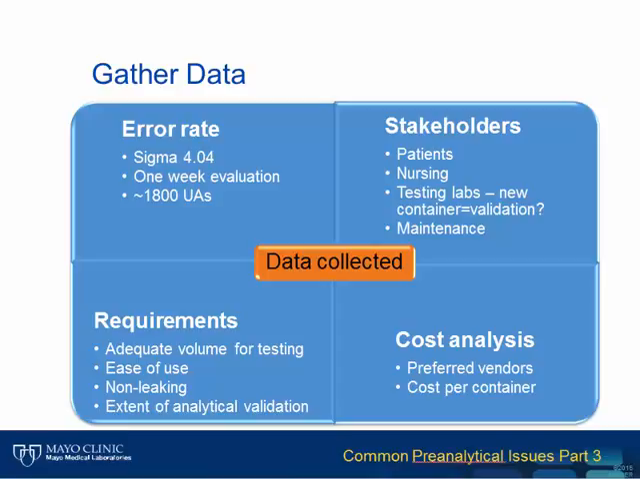The process flow helped to identify the stakeholders, which included patients, nursing, cath team, testing labs, and maintenance. The requirements we looked for in a solution included having an adequate volume for all testing, easy to use, non-leaking, and considered acceptable by the testing laboratories. We also contacted the purchasing department, who identified those vendors we had existing relationships with and the selection of container that were available to consider switching to.